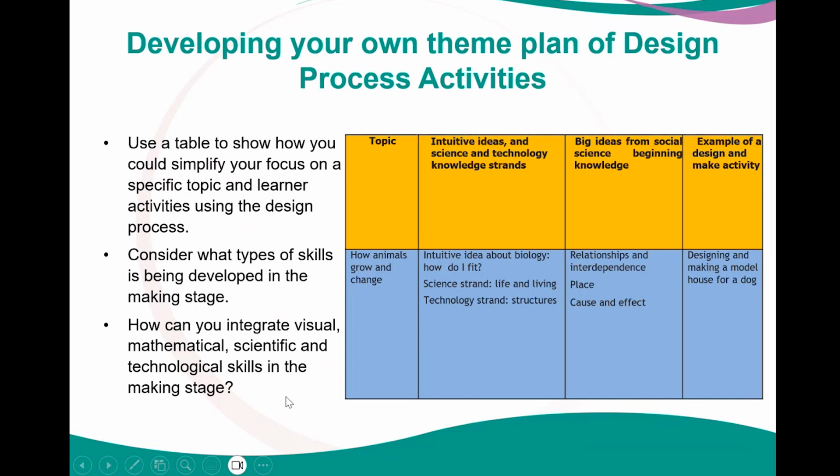Now we're looking at developing your own theme using the design process activities. So let's think about the design of, for example, a dog house. If you're developing learner activities about how animals grow and change, and how we should care for our pets, by feeding them and giving them clean water, the learners must actually say that pets need to be kept warm and clean and dry. And a problem statement could be made about the need to build a house for a pet dog that will keep the pet dry and warm.